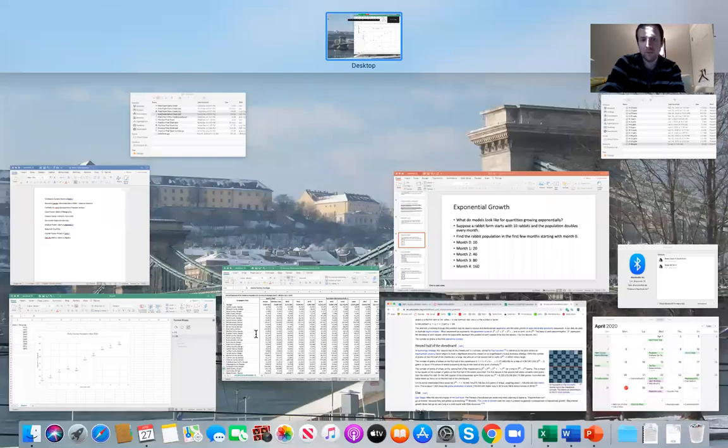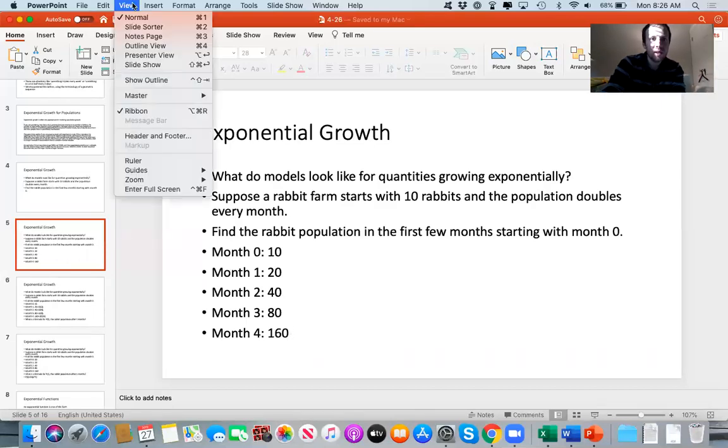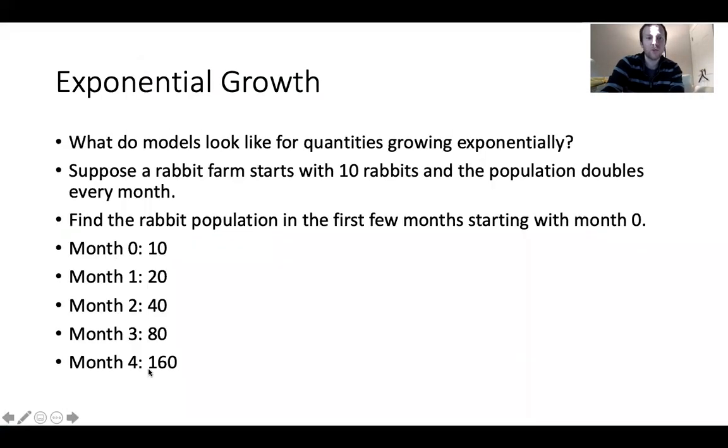After 4 months, you have in this example here 160 rabbits, which seems like kind of a lot. If you kept computing, by the end of a year, you're going to have way too many rabbits. But okay, we can tell you're going to get a lot of rabbits, but what's the formula here?